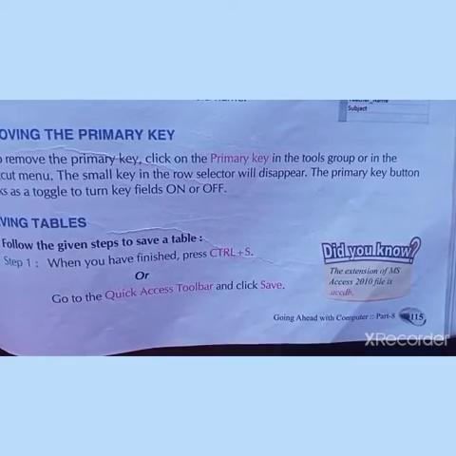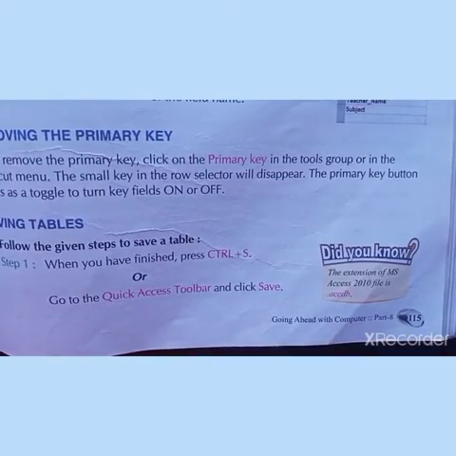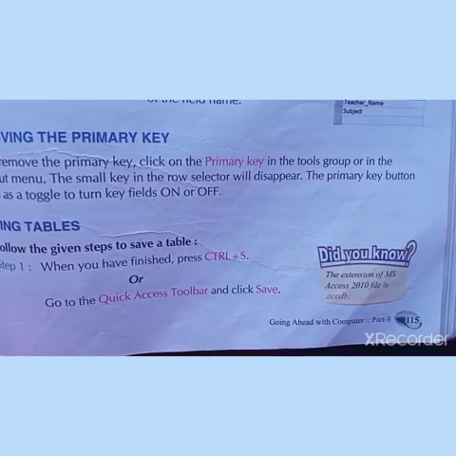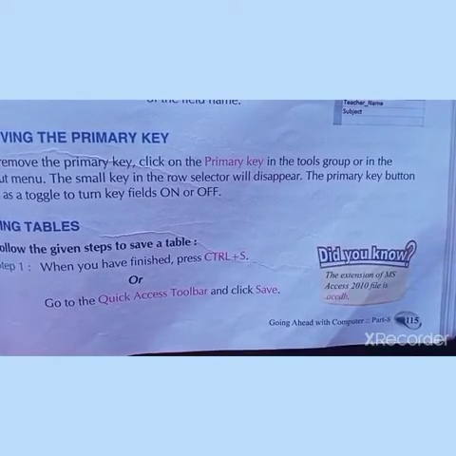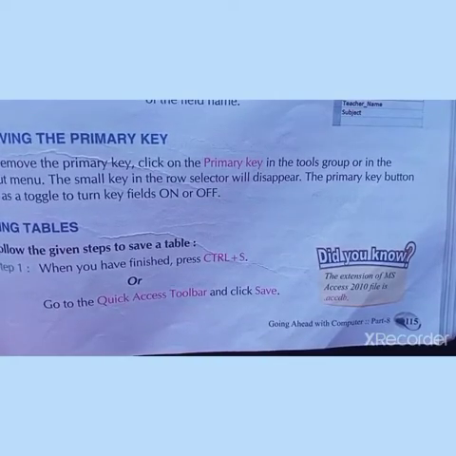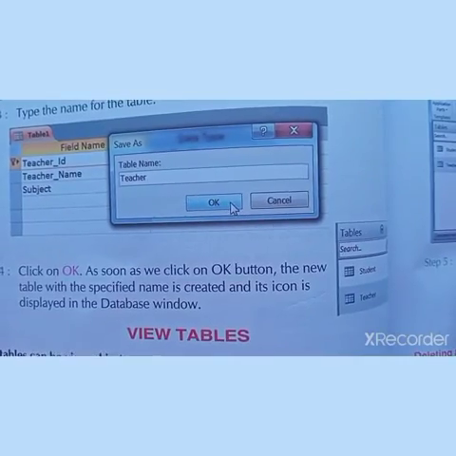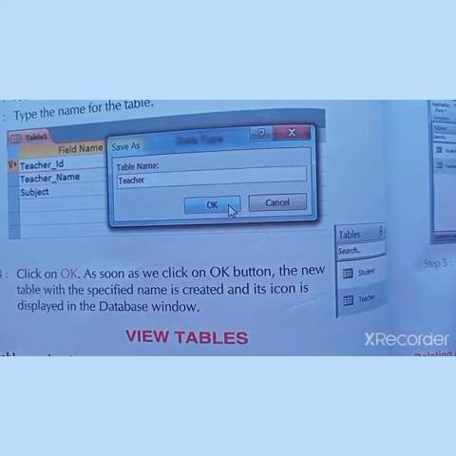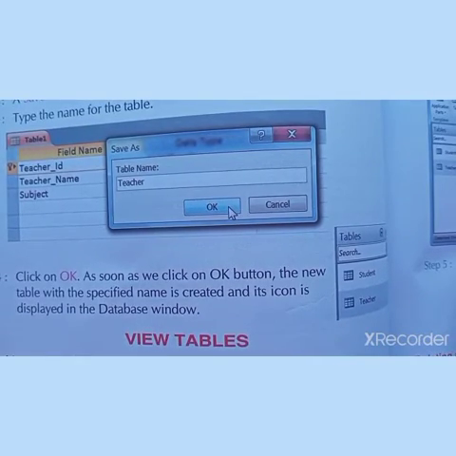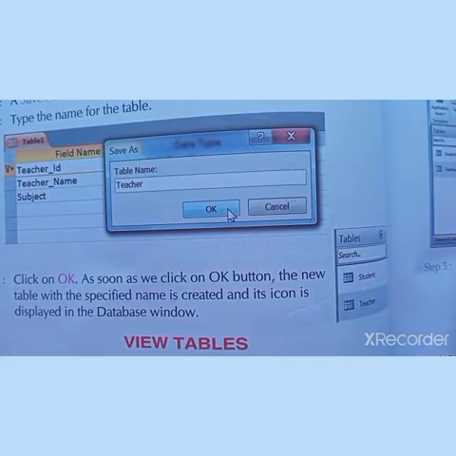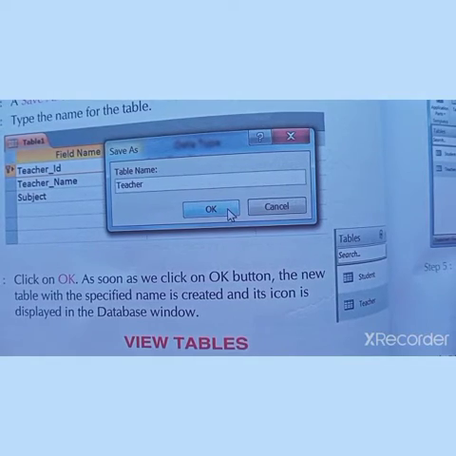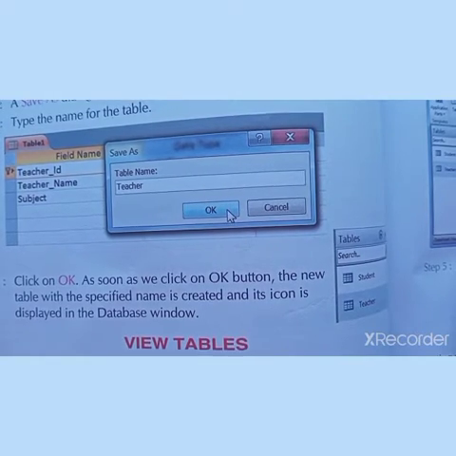So when you click on the save button, your table will get saved in the database with the extension of .accdb, that is Access Database. So as soon as we click on this one, we get this dialog box as it is shown in the book, Save As dialog box. Here you need to write down the name of the table. After writing the name of the table, you can click on the OK button and your table will be saved.